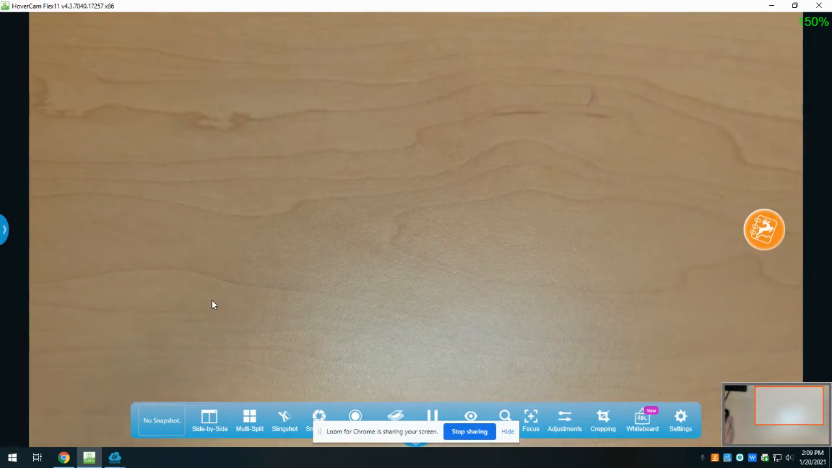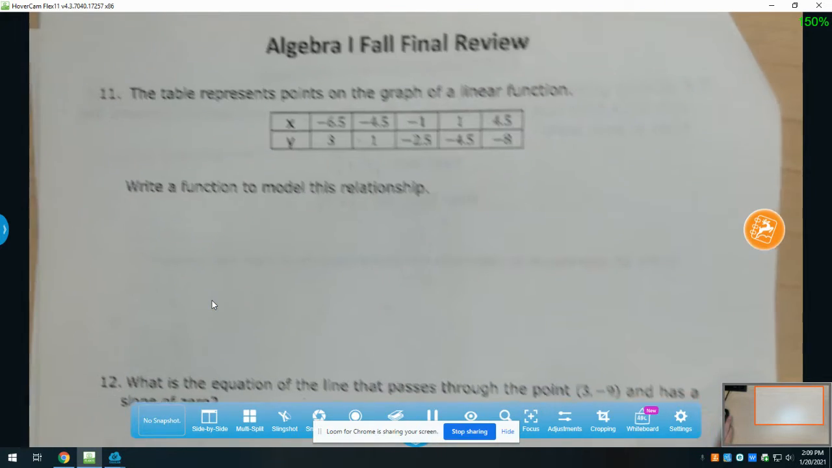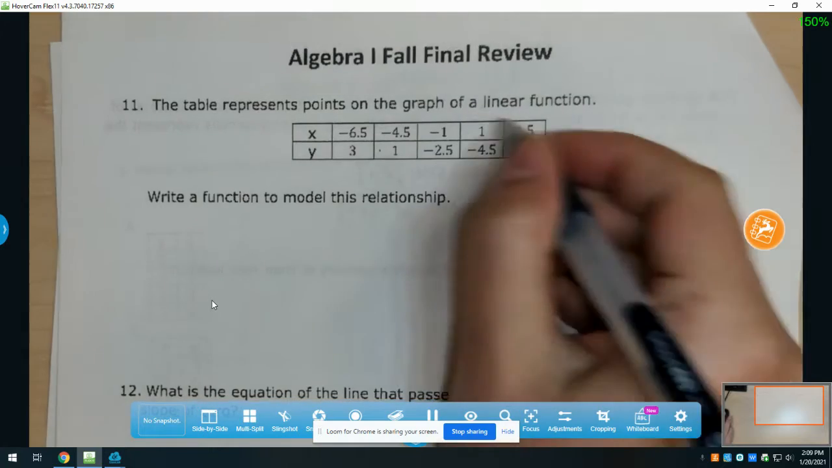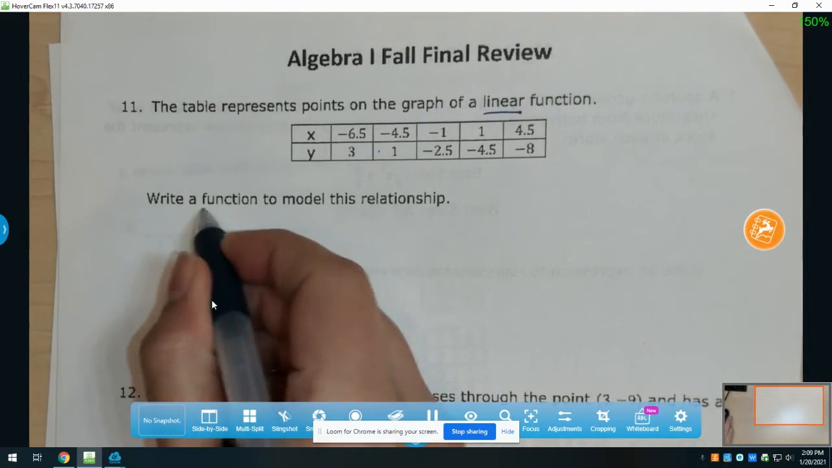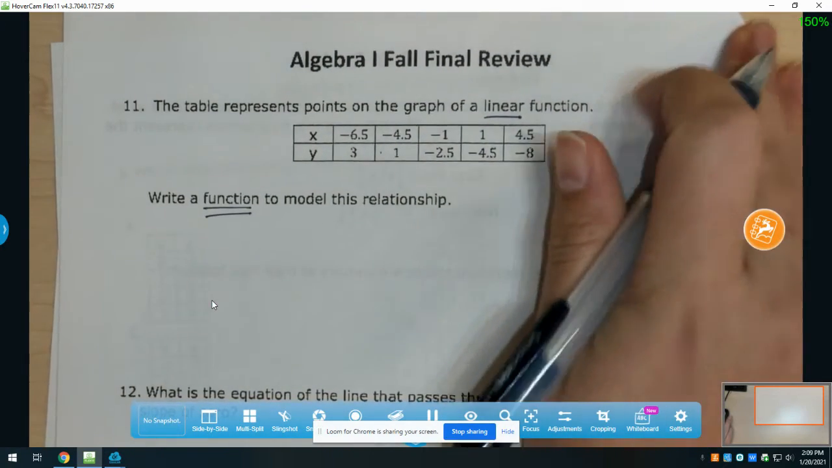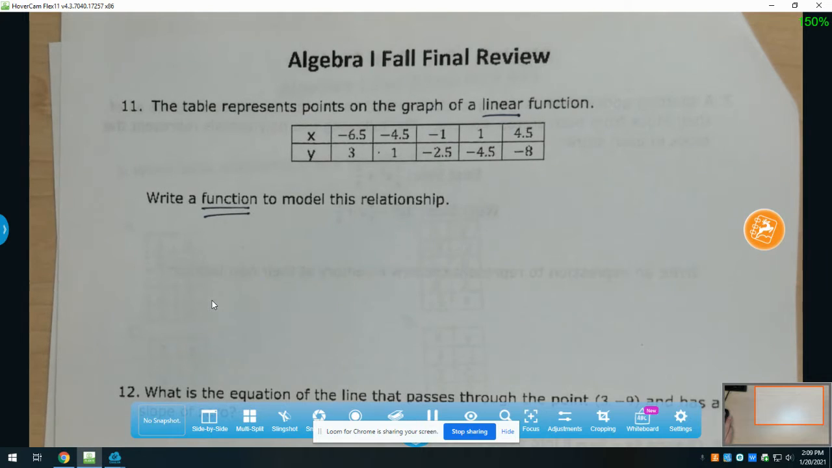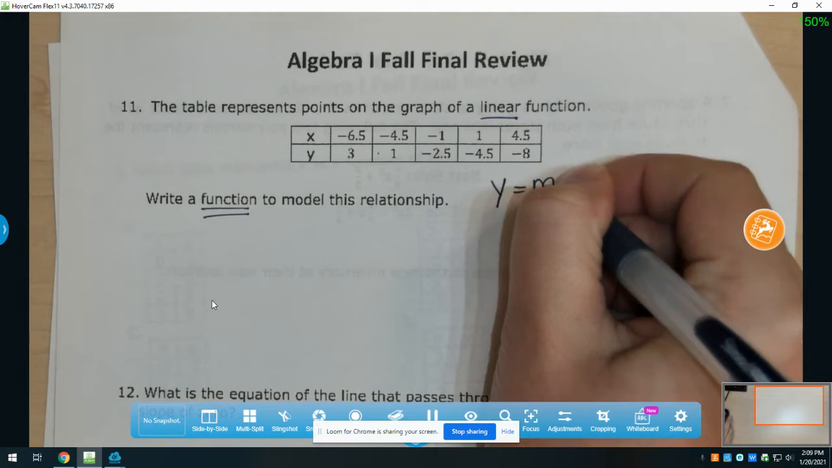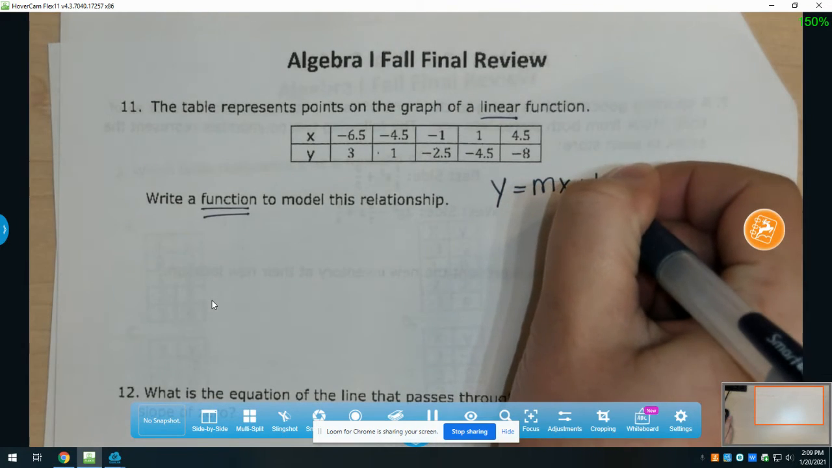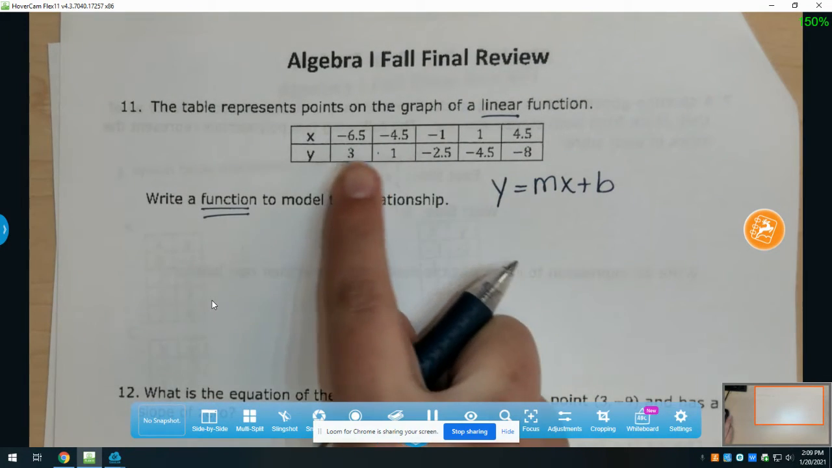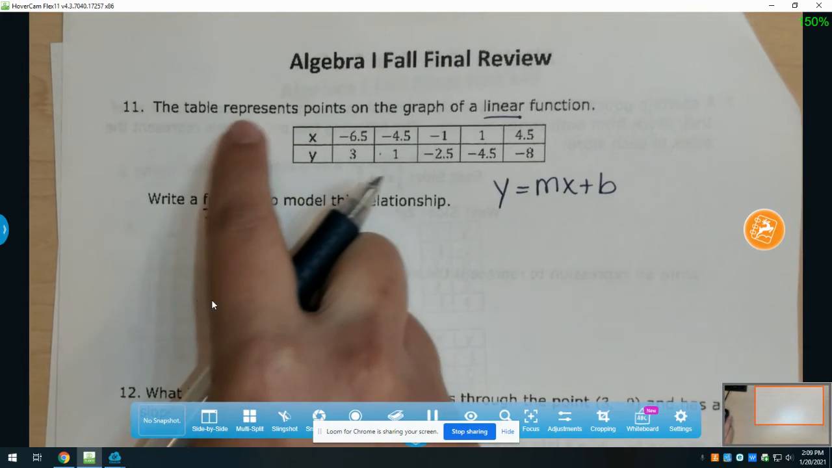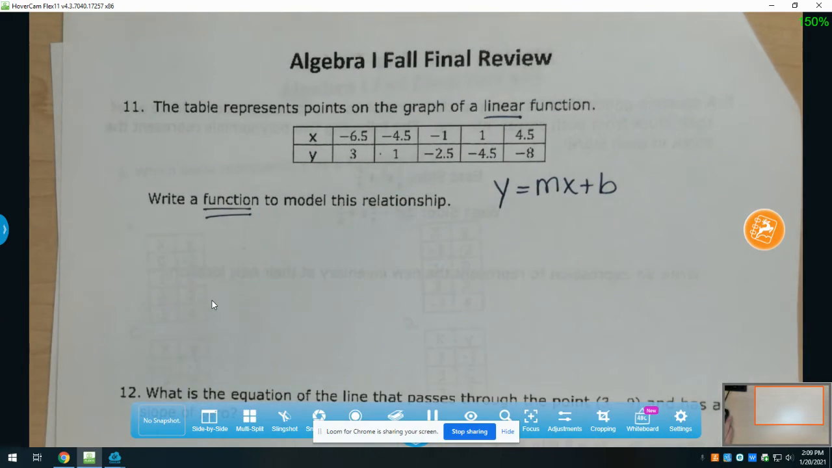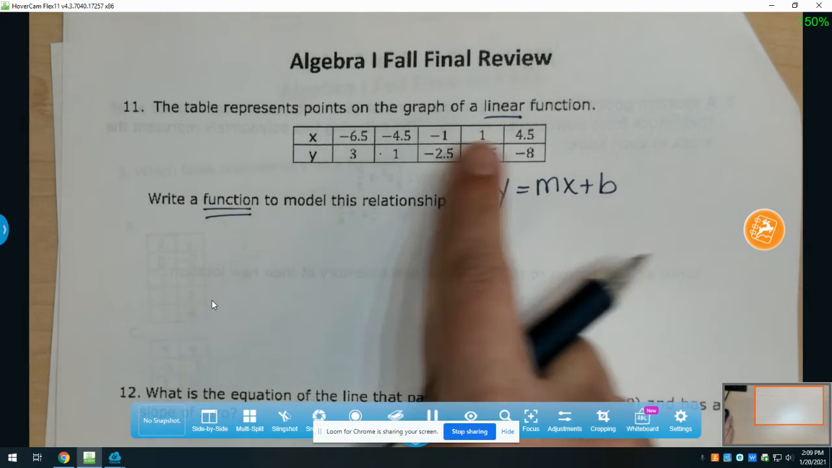Now, moving on to number 11. What we have here is another problem where you have a table of points on the graph of a linear function, and we want to write a function to model this relationship. So writing a function for a line means we just want that y equals mx plus b equation. But remember that whenever you have a table of values, we can use regression to get that equation.